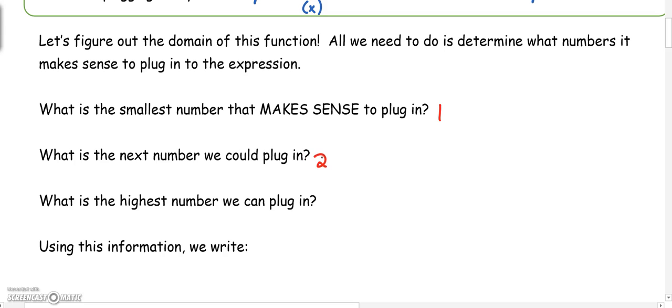What's the highest number? I could pick any number of pizzas. I could have 100, I could have 1,000, I could order 1,000,000. So we're just going to say n. So we write our domain with a squiggly bracket, our smallest number, our next number, dots to represent all the numbers in between, and then n to represent our largest number.